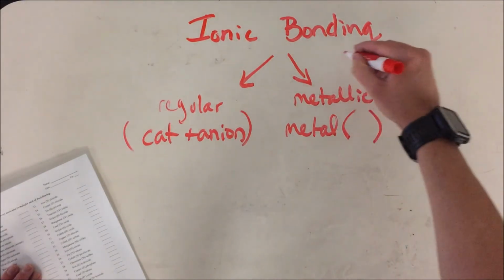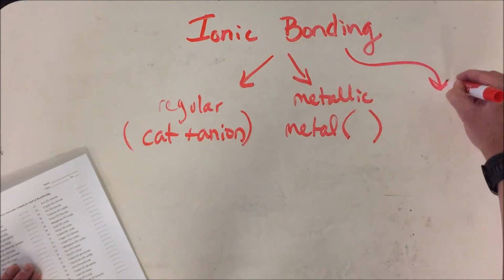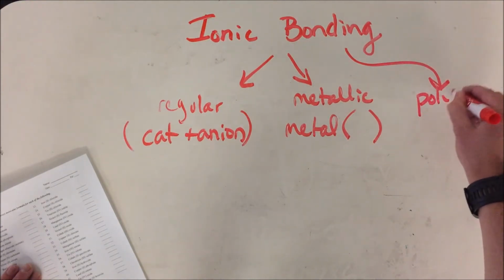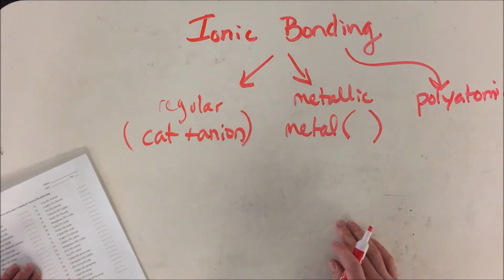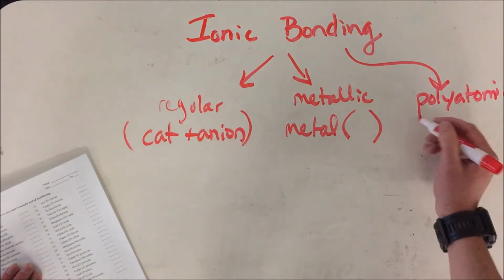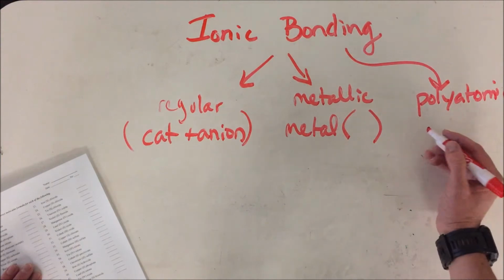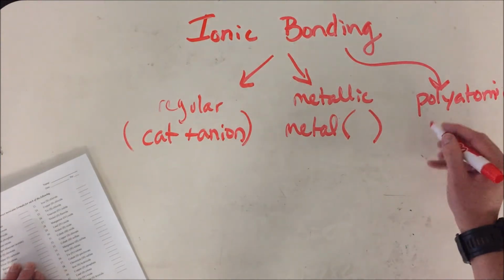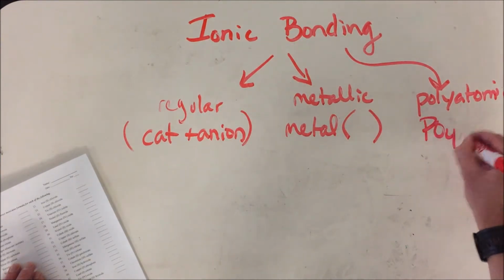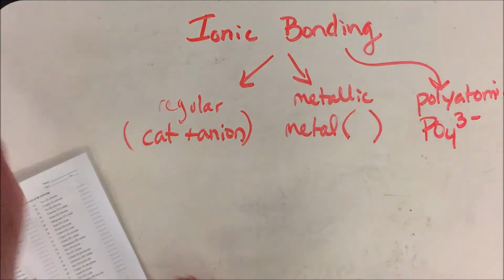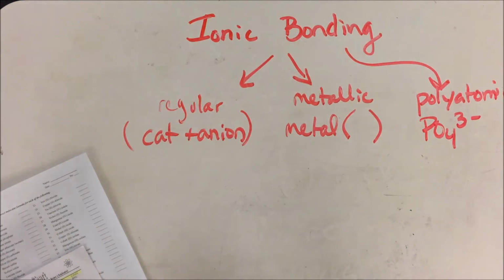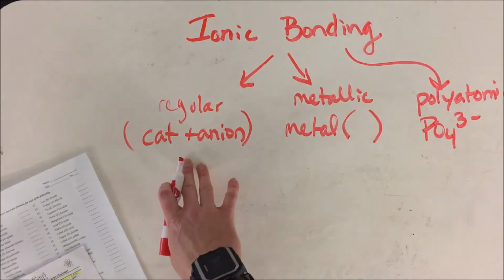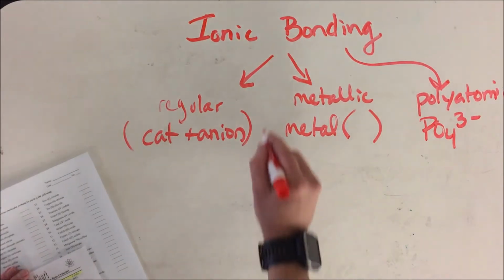And then we also have another form of ionic bonding called polyatomic, as opposed to the monatomic regular ionic bonding. The polyatomic ionic bonding is literally a polyatomic ion, something like PO4 3-, which you'll need your polyatomic common ion sheet in order to do. Let's go ahead and start off with regular ionic bonding first.